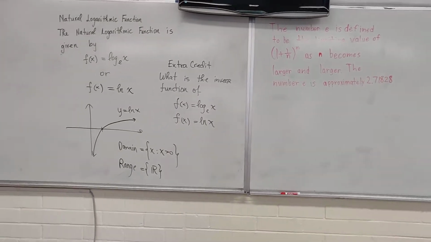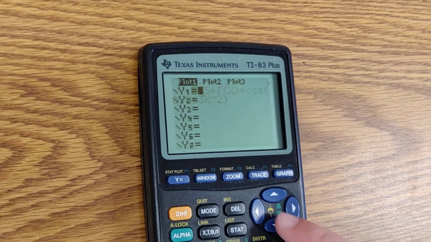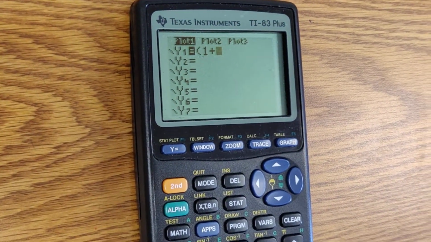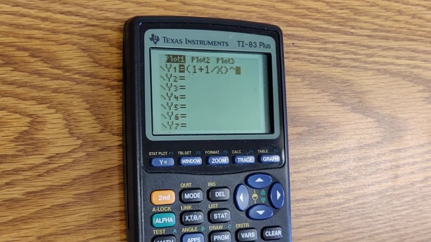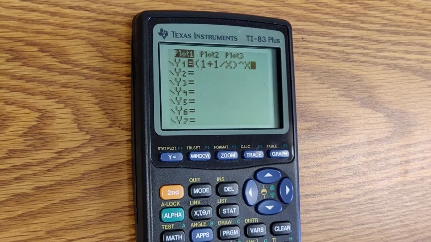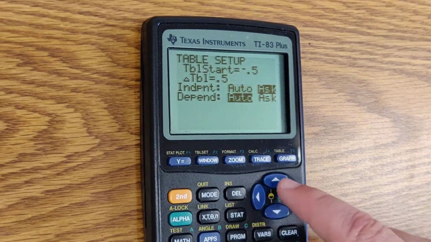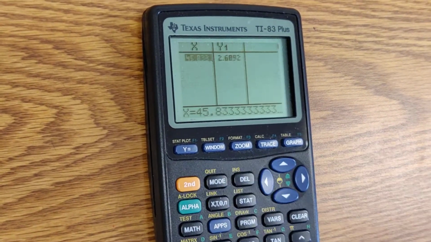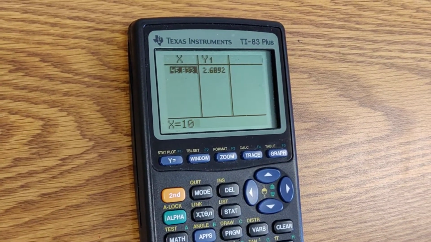So we're going to move on to our graphing calculator. We're going to turn it on. We're going to go to y equals, and clear whatever scary things we had there. And we're going to enter 1 plus 1 over x, raised to the power of x. We're going to go second, table set. We're going to put it on ask, which it already is. And then we're going to go second and table. So for our table, we're going to start by entering 10.